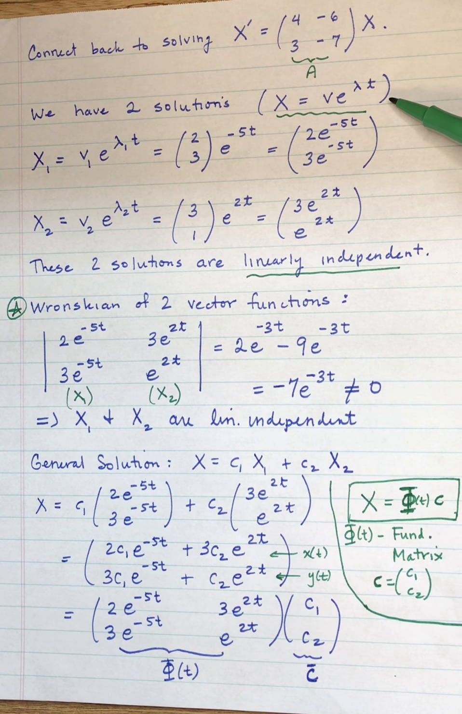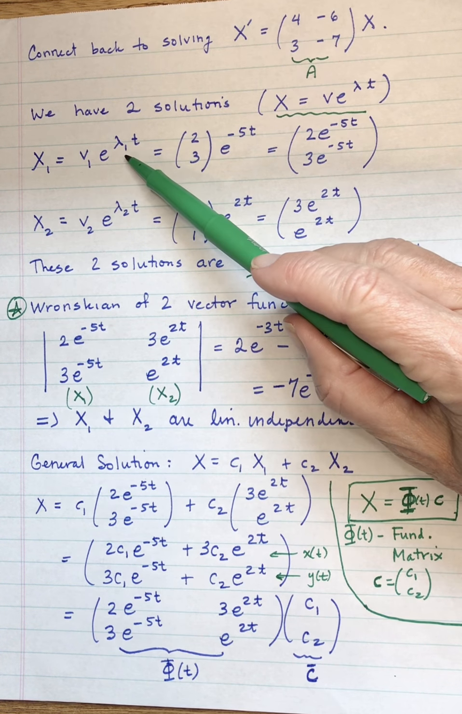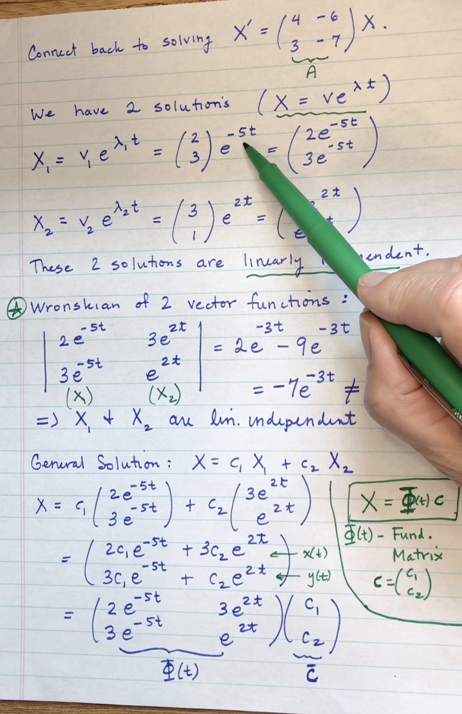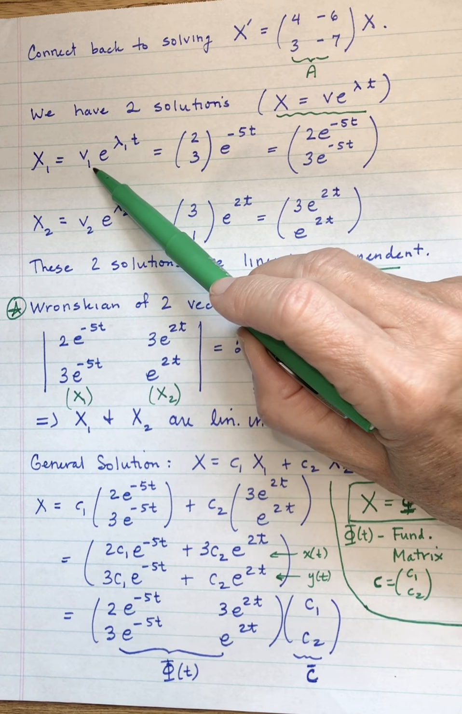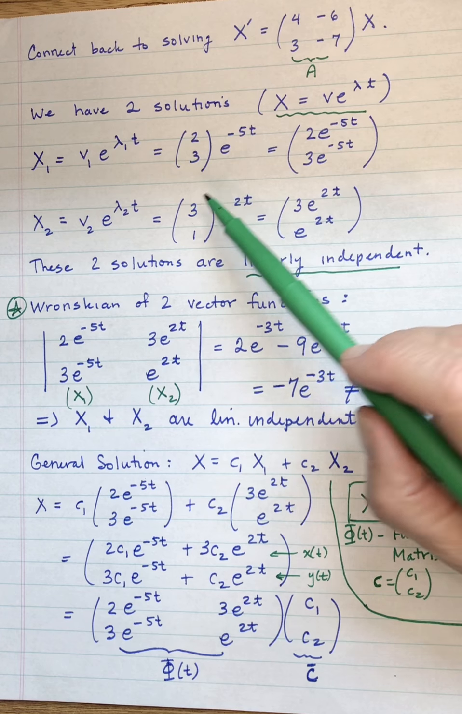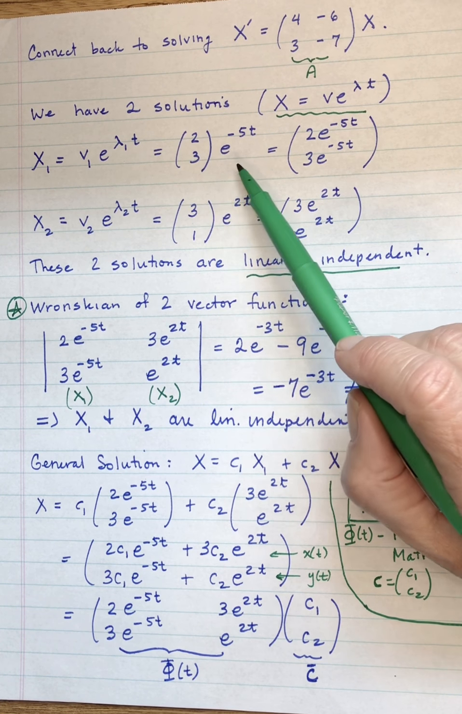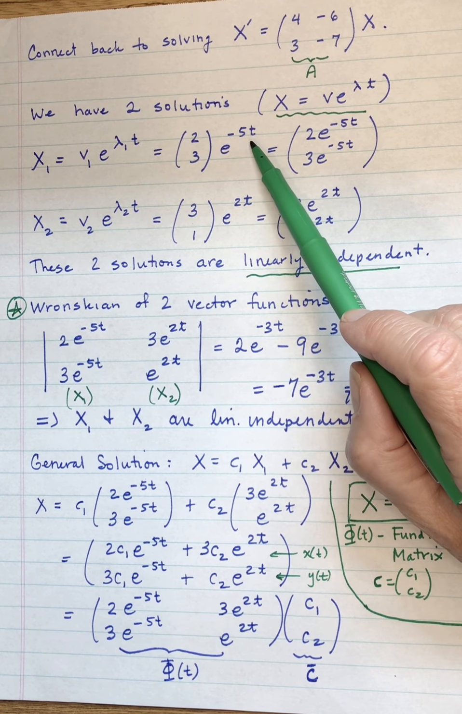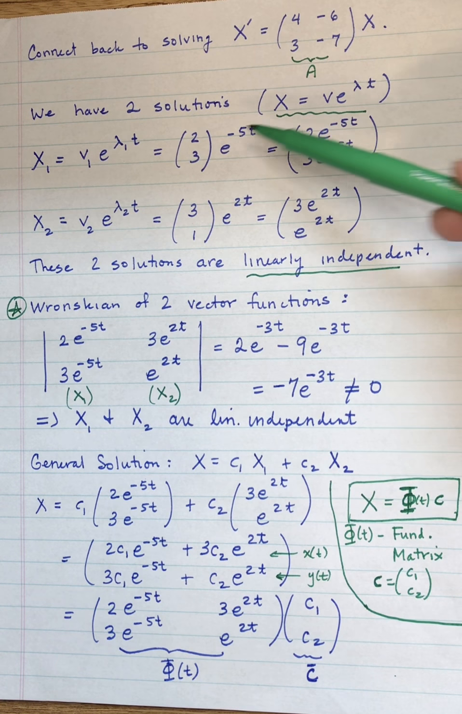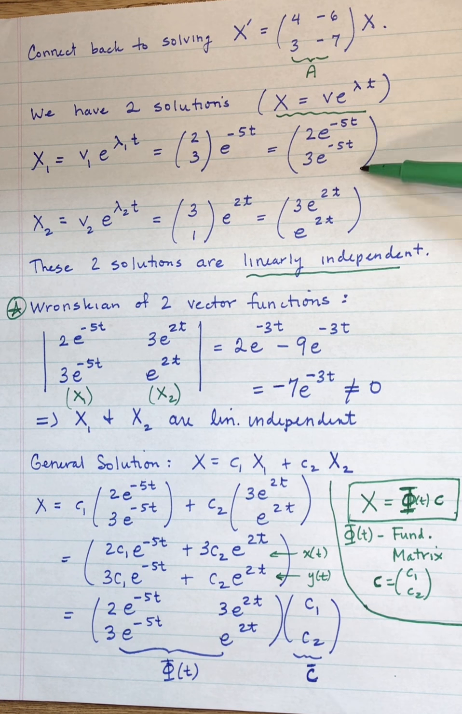We have 2 solutions because we found the eigenvalues and corresponding eigenvectors. So the eigenvalue lambda sub 1 was -5. And the corresponding eigenvector was 2, 3. So the solution is the vector v times e to the lambda sub 1 t. Well, you can multiply this through and get this solution. So this represents the x component and this the y component.